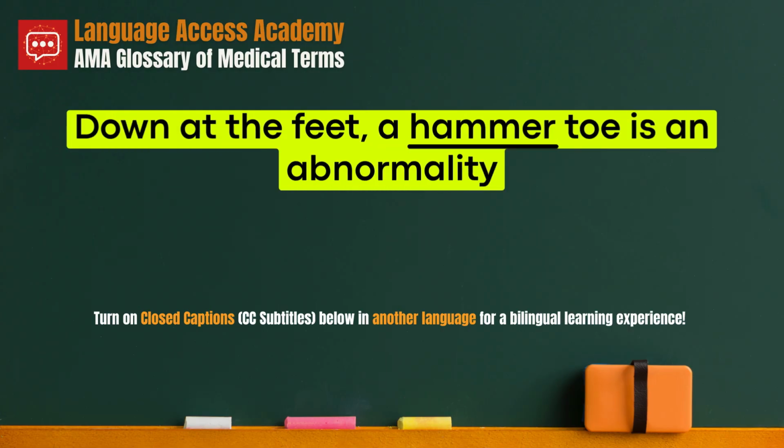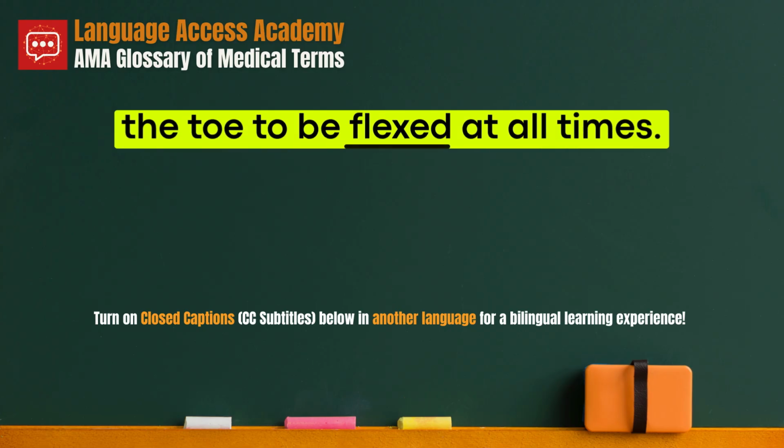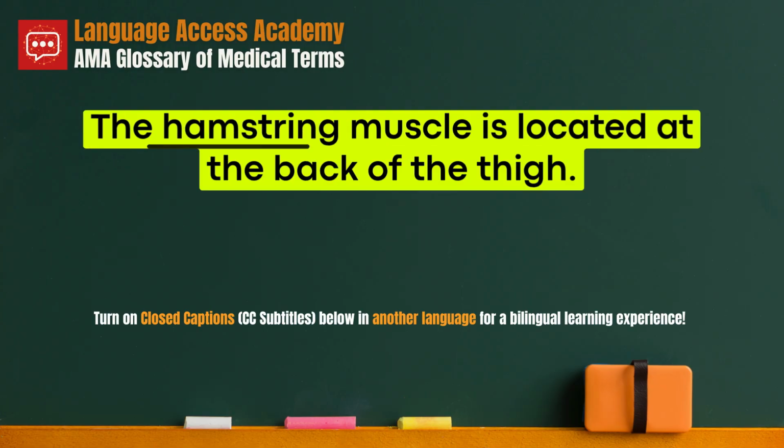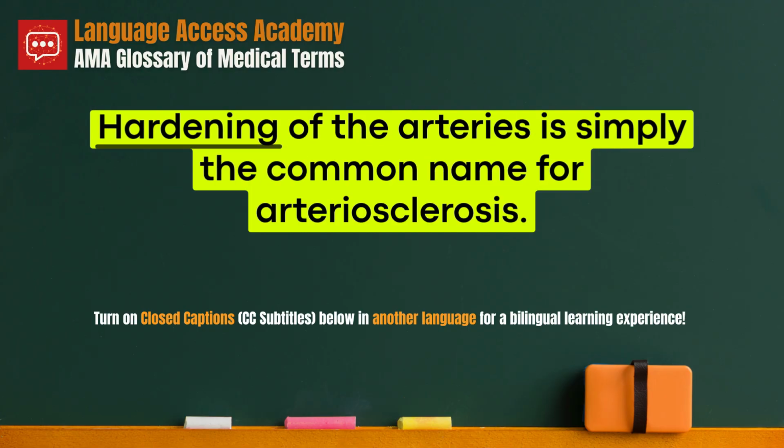Down at the feet, a hammer toe is an abnormality in the tendons of the toe that causes the toe to be flexed at all times. The hamstring muscle is located at the back of the thigh. It bends the leg at the knee and moves the leg backward. Hardening of the arteries is simply the common name for arteriosclerosis.